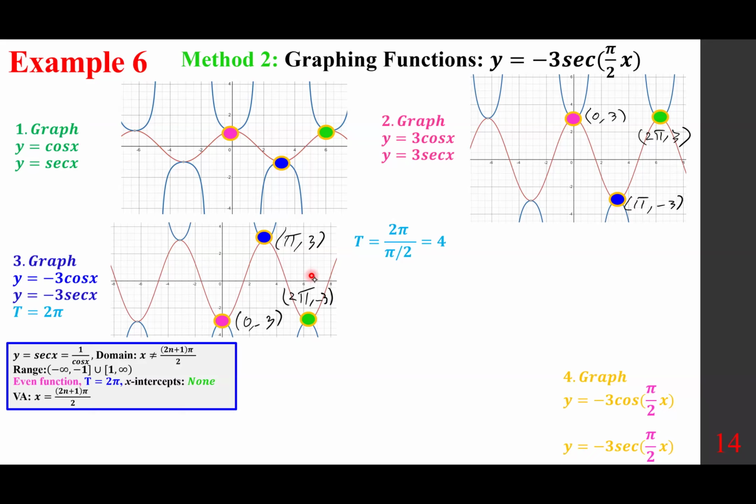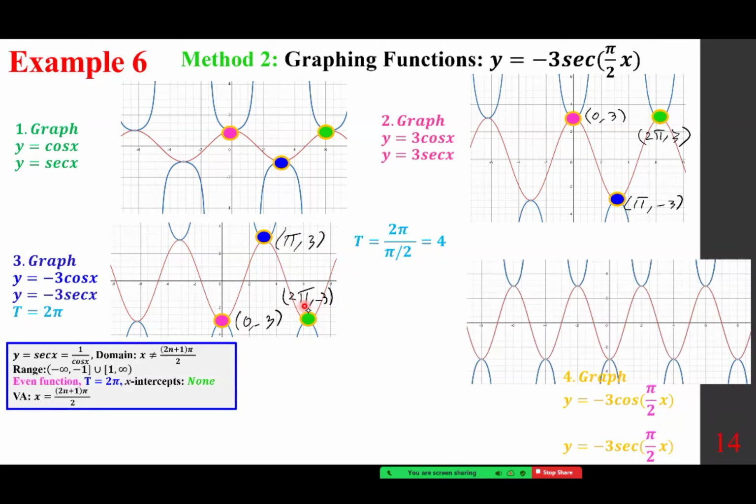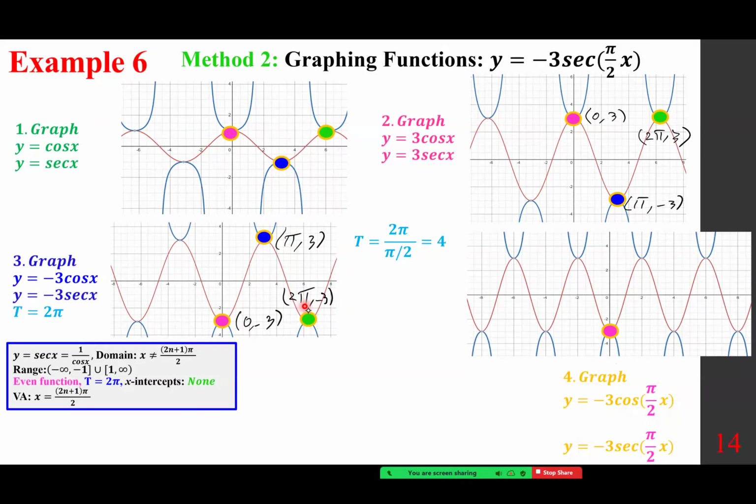So what happens? 0, negative 3 doesn't change. But 2 pi becomes 4. Pi becomes half of that, 2. So this now has coordinates 2, 3. And this one has coordinates 4, negative 3.